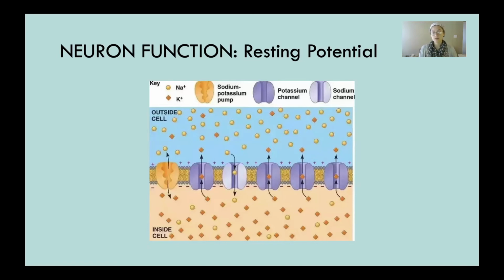Now, the concentration gradient is slightly more powerful. So remember I said the potassium channels are open. A little bit of potassium escapes. But this is where we come in with the sodium-potassium pump. The sodium-potassium pump brings back in some of those escape-y potassium ions so that we still keep the same concentration and the same electrical charge that we started with.